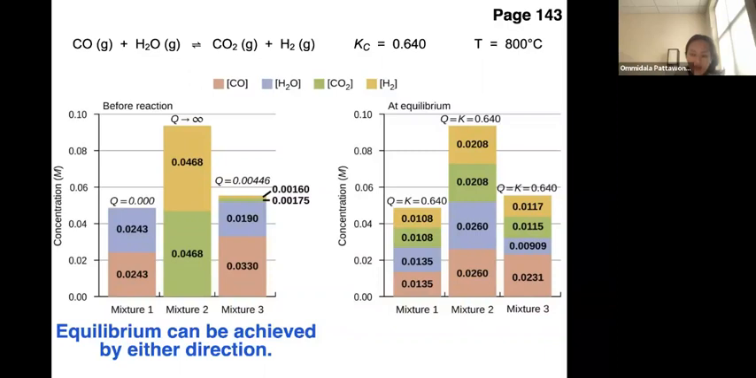Note that whether you start with pure reactant, pure product, or a mixture of those, you are going to notice that the K constant will remain the same. It doesn't matter what the concentrations are. As long as the ratio is the same, the K value would come out the same. So in this case, K is constant; K will never change as long as the temperature is constant.